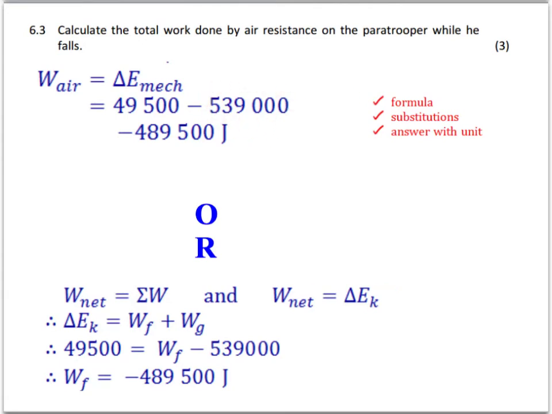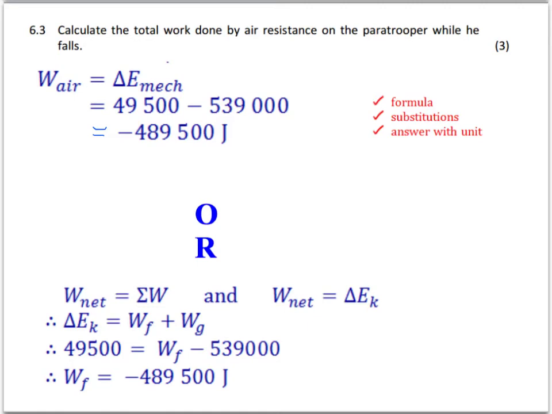This gives you a difference, there should be an equal sign here, of 489,500 joules, which is negative. The significance of this negative sign, again, work is a scalar quantity, so the negative sign does not tell you direction. Instead, that negative sign tells you that energy was removed from the system or energy was lost.